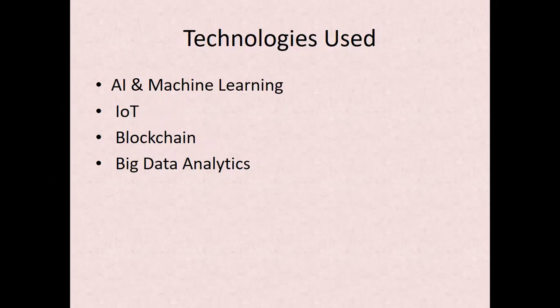What are the various modern technologies used, and how do they play a crucial role in supply chain resilience? AI helps in demand forecasting and risk prediction. IoT enables real-time tracking of goods and assets. Blockchain ensures data transparency and trust among stakeholders. Big data analytics provides actionable insights from large data sets. These technologies transform traditional supply chains into smart and responsive networks.